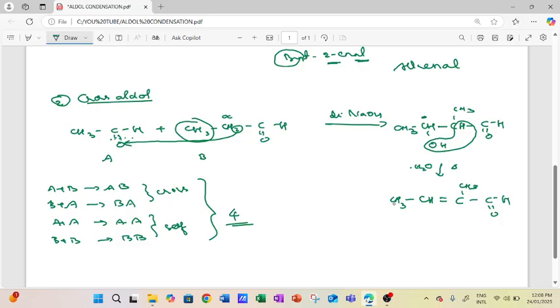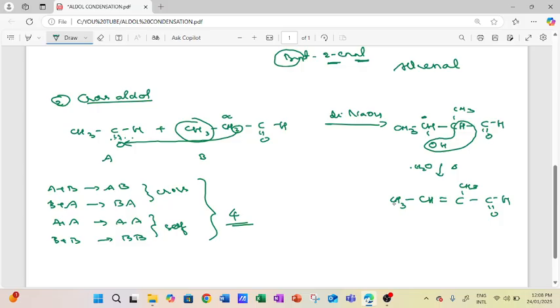So now let's take another example which contains a ketone. One ketone also I'll show you. CH3-C double bond O-H, it's an aldehyde, plus CH3-C double bond O-CH3, it's propanone. So the same process, the carbon oxygen bond breaks.